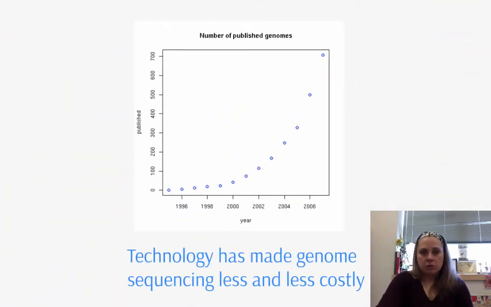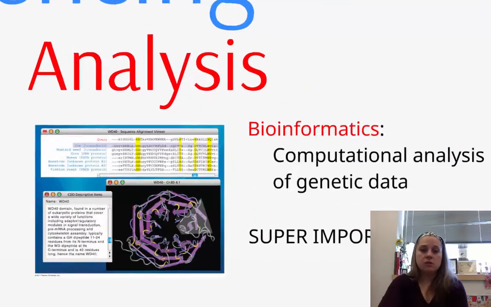Early on with the Human Genome Project, this was really expensive to do, and then over time we have been able to do far more with a lot less money. So the technology has allowed us to spend less money. In terms of the numbers of published genomes, you can see it has just skyrocketed because it's so much quicker and so much less costly to do this now.